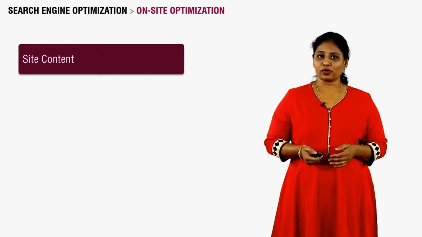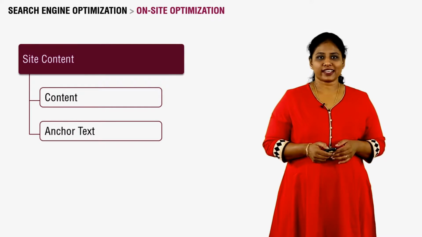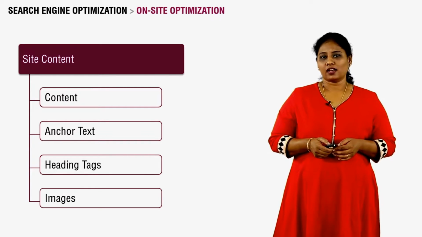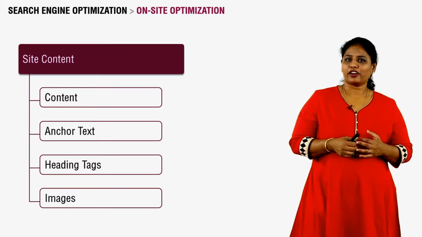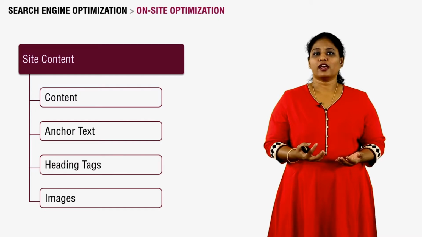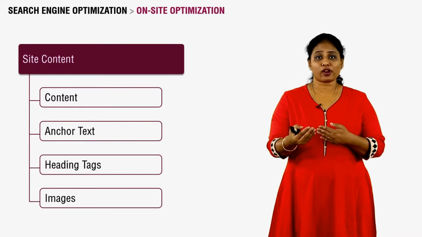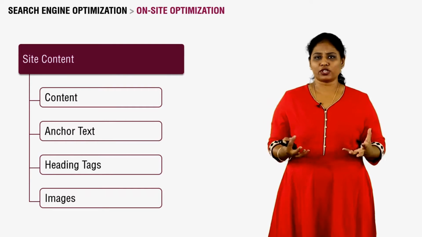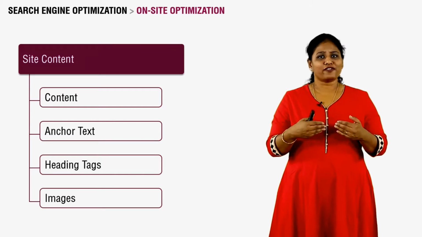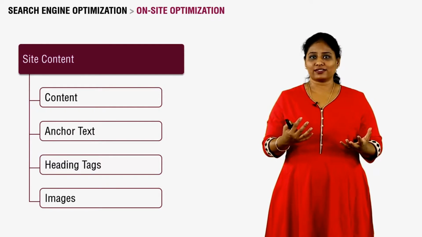There are 4 factors that we look at when we look at site content: the actual content, anchor text, heading tags, and images. When you write content for your site, remember to use terms that your users would normally search for. Think like a user. What language would you use when you're entering a search query for your product? Don't use too obscure words or words that don't make sense. But at the same time, don't try and fill the same word all over again so that it appears to have a lot of content.